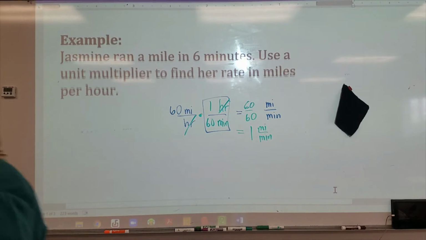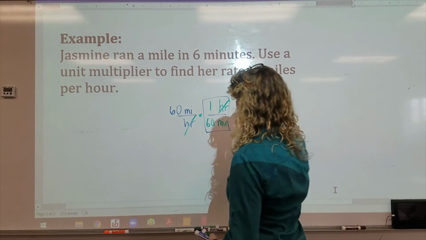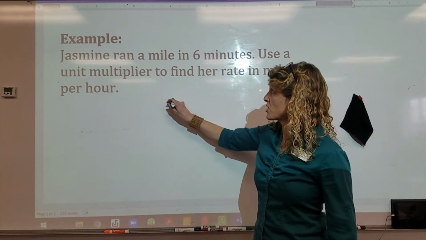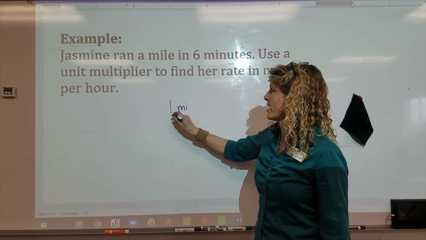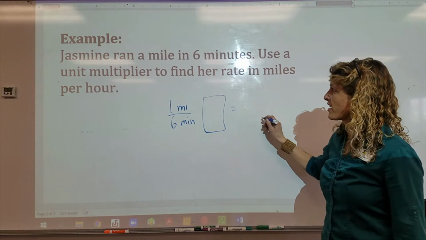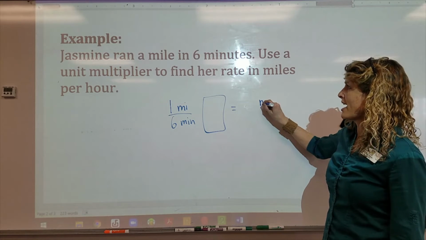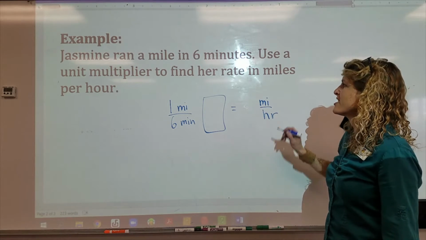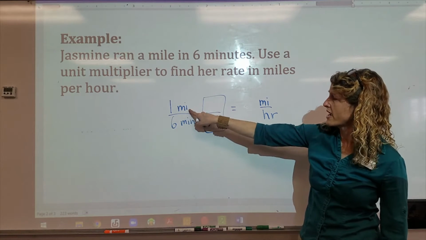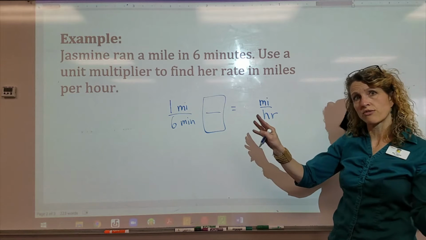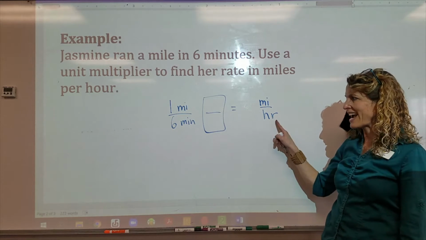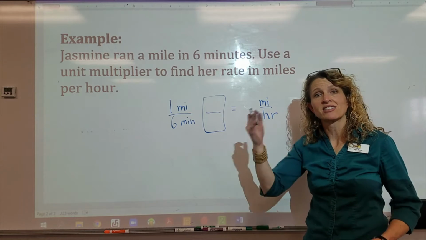So in the next one, Jasmine ran a mile in 6 minutes. Use a unit multiplier to find her rate in miles per hour. So let's write, she runs 1 mile in 6 minutes. Multiplier goes there. And I want to end up in miles per hour. So I look at what I'm given and where I'm going. I'm given a mile. I'm going to end in miles, so don't convert your miles. But I started in minutes. I want to end in hours, so I'm going to convert minutes to hours.